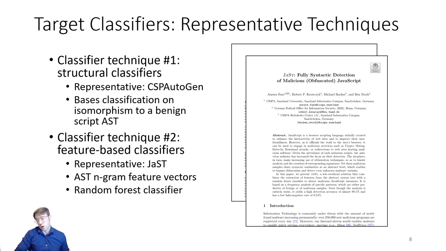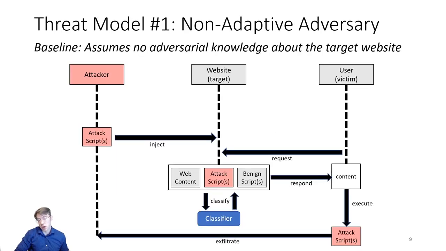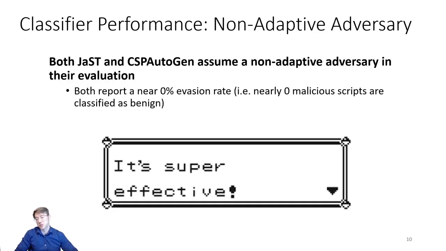The first threat model that we describe in the paper is the non-adaptive adversary, which has no additional knowledge about the target website. Both JAST and CSP Autogen implicitly use the non-adaptive adversary in their evaluation and are quite effective against it. They have nearly a 0% evasion rate, so hardly any malicious scripts are marked as benign.